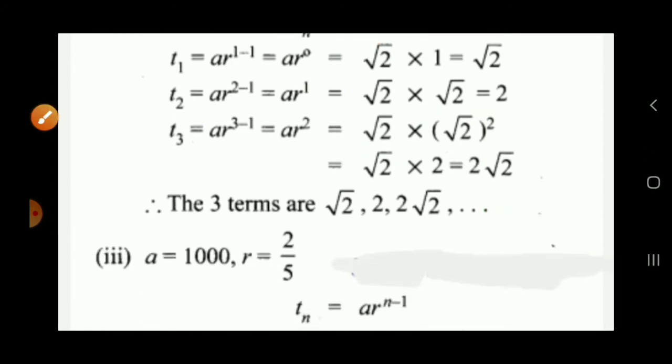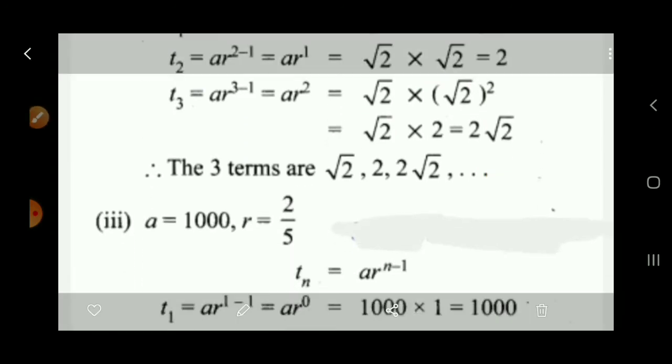That is 2. Third term: A R power 3 minus 1, because N is 3, so 3 minus 1, A R square. A is root 2, R is also root 2, so root 2 square cancels, remaining 2, so that is 2 root 2. So the three terms are root 2, 2, 2 root 2. Like this we see the third one also.